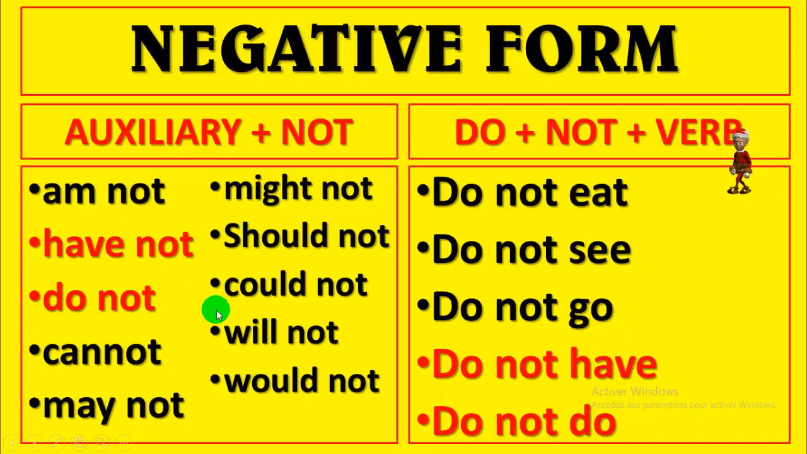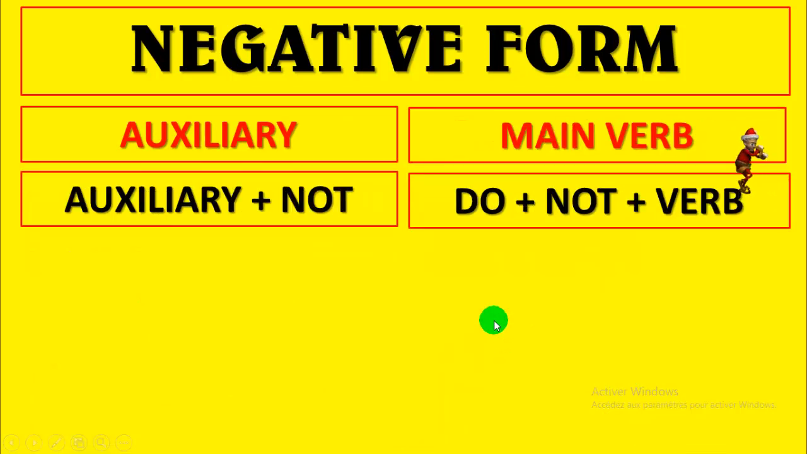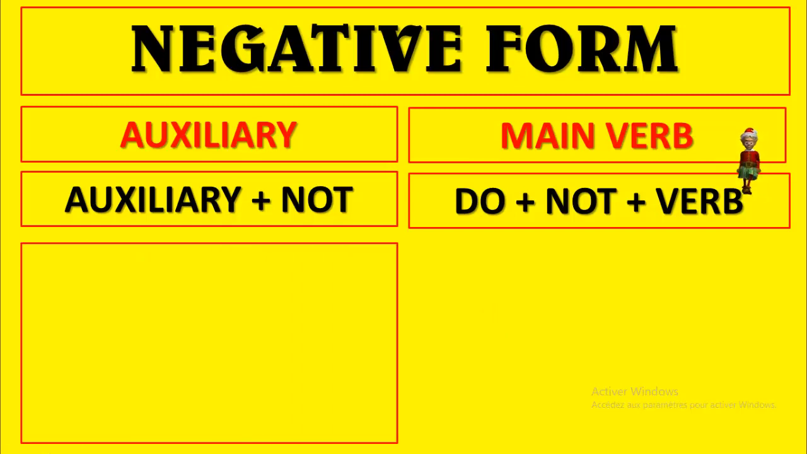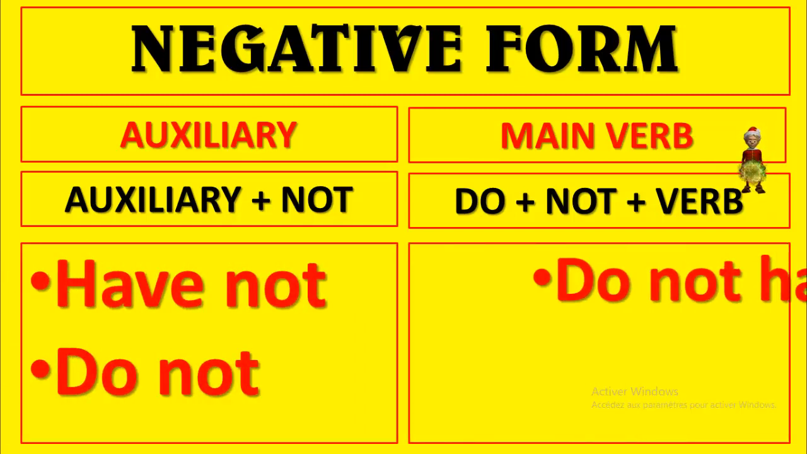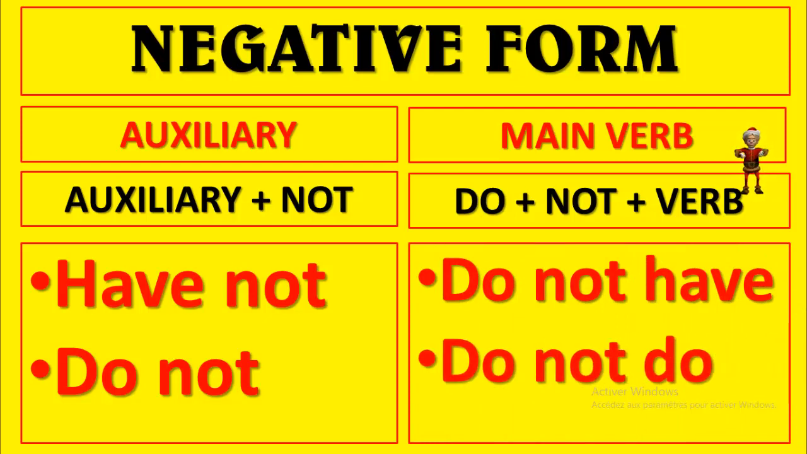And as we have here have and do as auxiliaries, have not, do not, does not, had not. And here we have have and do as full verbs. They behave like eat, see, go, don't eat, don't see, don't go, don't have, don't do. Here you have examples. Have not, do not have, do not do.